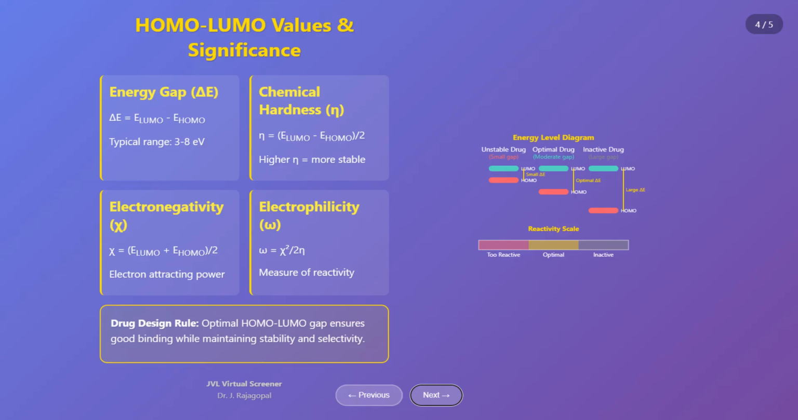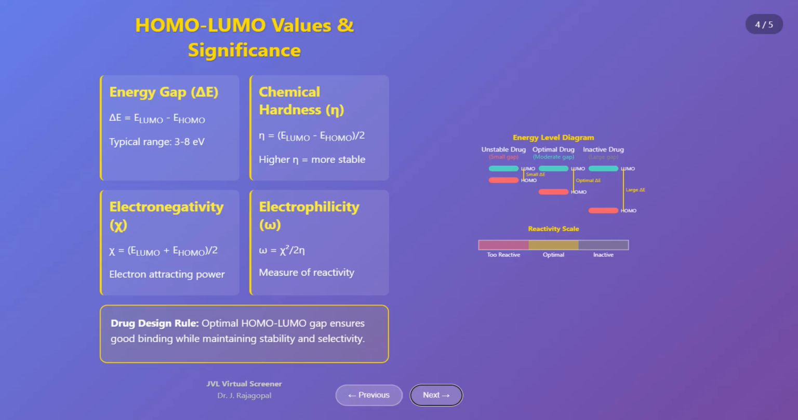Second, chemical hardness, written as eta. Eta equals energy gap divided by 2. Remember, higher hardness means more stable molecule. Third, electronegativity, written as chi. Chi equals E LUMO plus E HOMO, divided by 2. This tells us the electron attracting power.